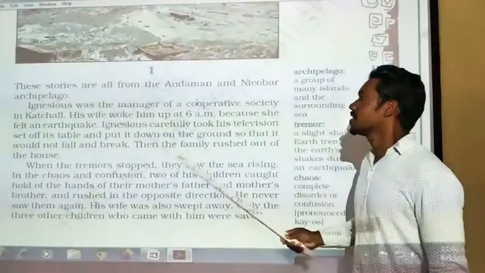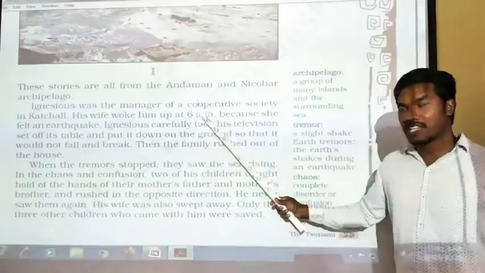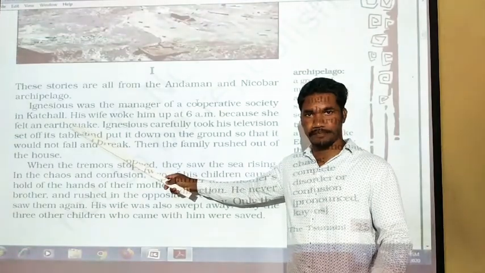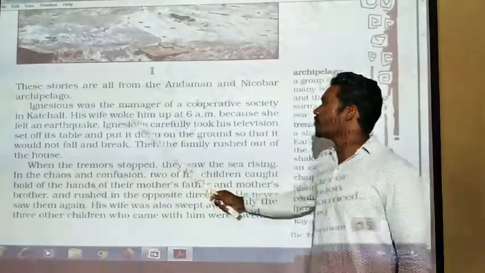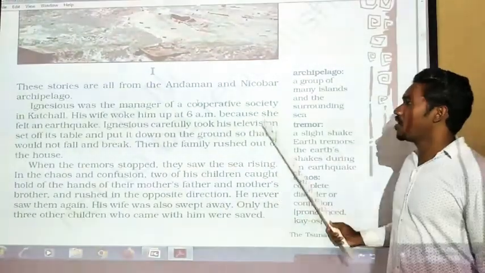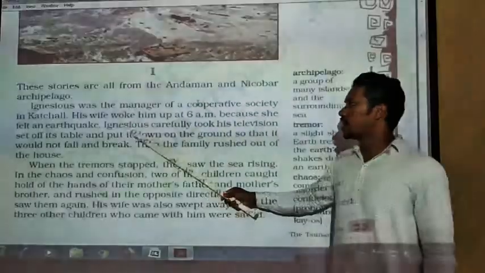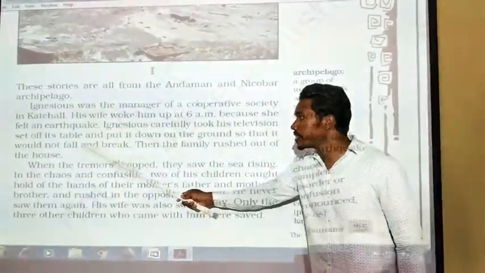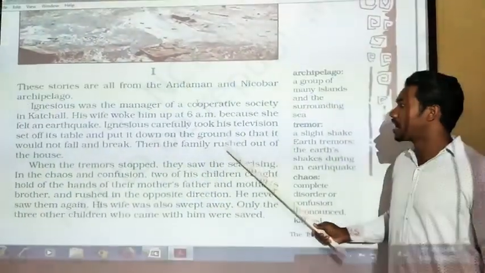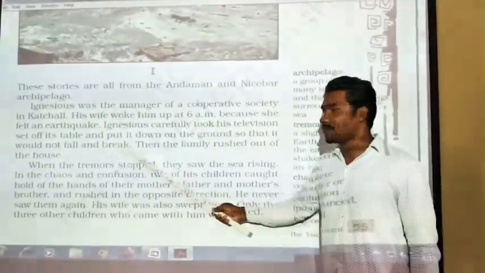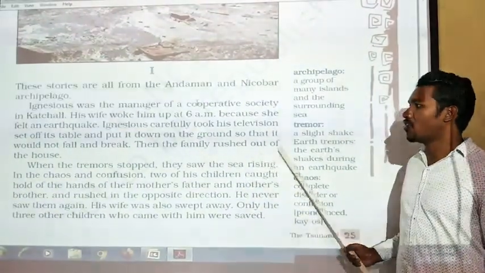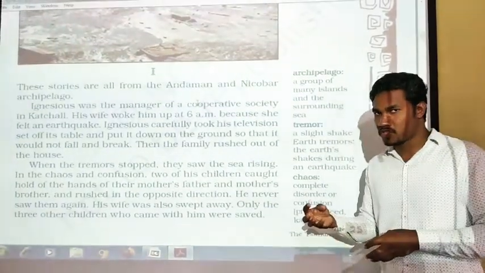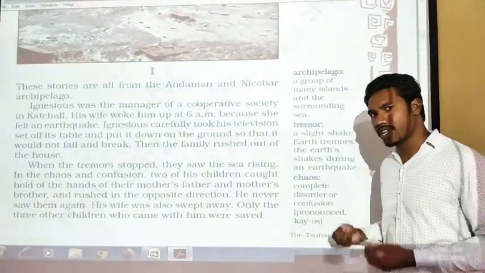Let us see here. He is the manager of a cooperative society in Kachal. Kachal is from which group of islands? You have to find out. His wife woke him up at 6 a.m. because she felt an earthquake. Ignatius carefully took his television, set off its table and put it down on the ground so that it would not fall and break. Then the family rushed out of the house. So what did Ignatius do? The tsunami came in the morning while they were sleeping very peacefully.